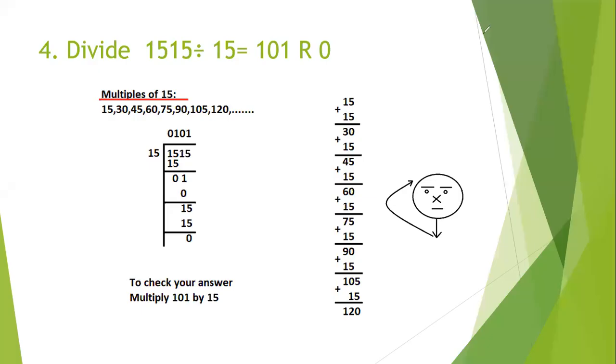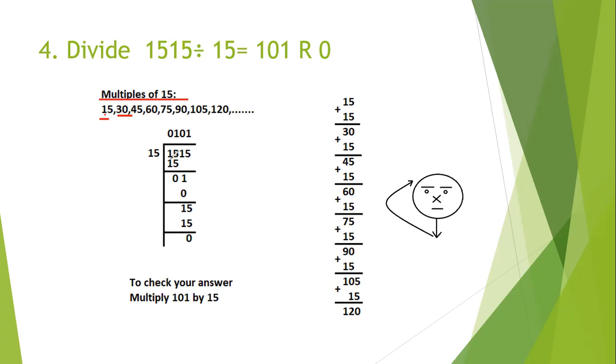Number 4, divide 1515 by 15. Let's write the multiples of 15. Start by writing 15, then add 15 plus 15, 30. Then go and write 30, plus 15, 45. Write 45, plus 15 equals 60. Plus 15, 75, and so on.